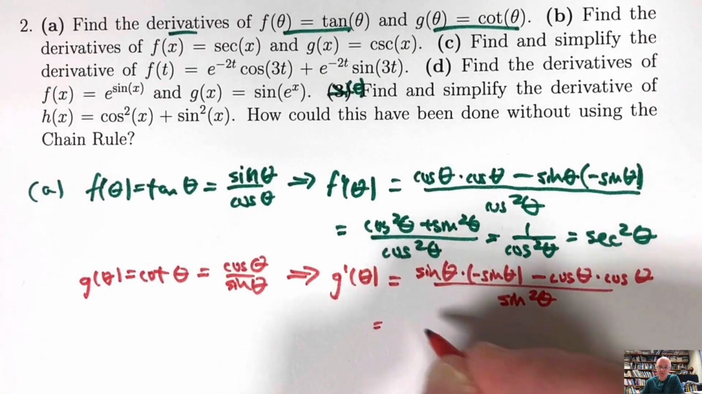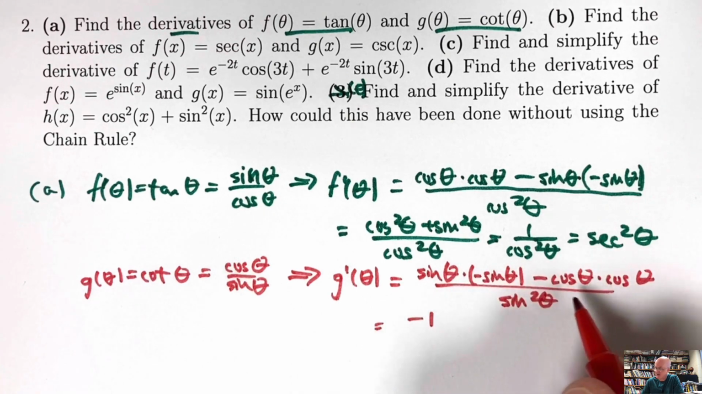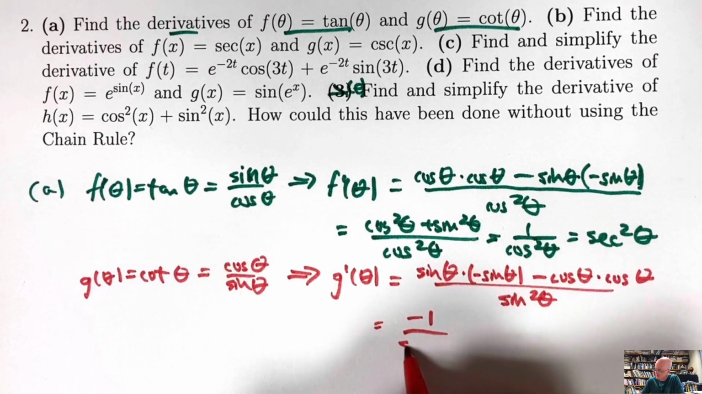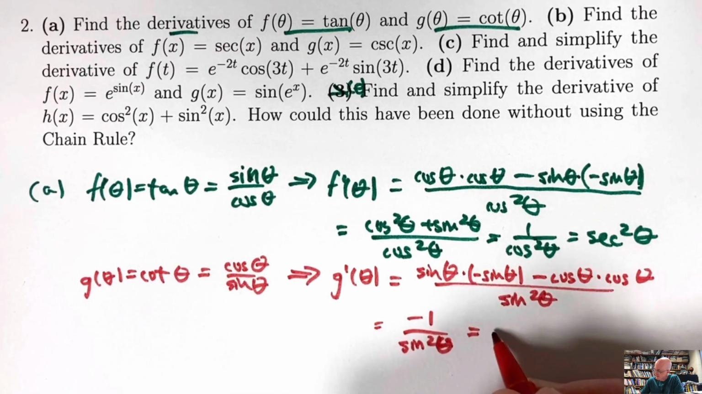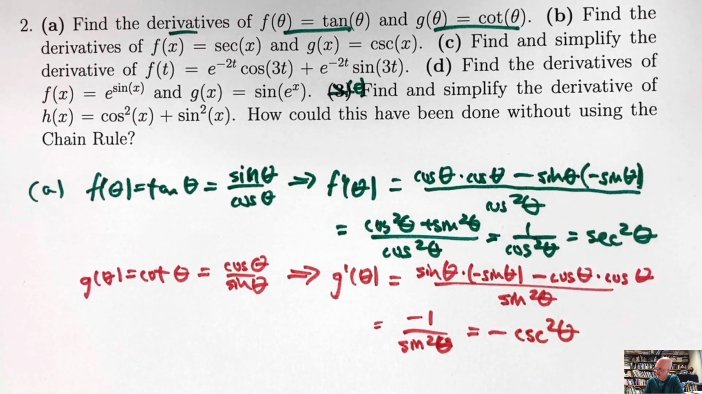the top's going to simplify to negative 1, right? You'll get negative sine squared theta minus cos squared theta. The negative sign can be factored out as a negative 1, essentially. And you'd have sine squared theta plus cos squared theta, which is 1, the Pythagorean identity. So we get negative 1 over sine squared theta. That is the answer. You can put the negative sign in front. You can also write 1 over sine squared theta as cosecant squared theta. Okay, the derivative of cotangent theta is negative cosecant squared theta.